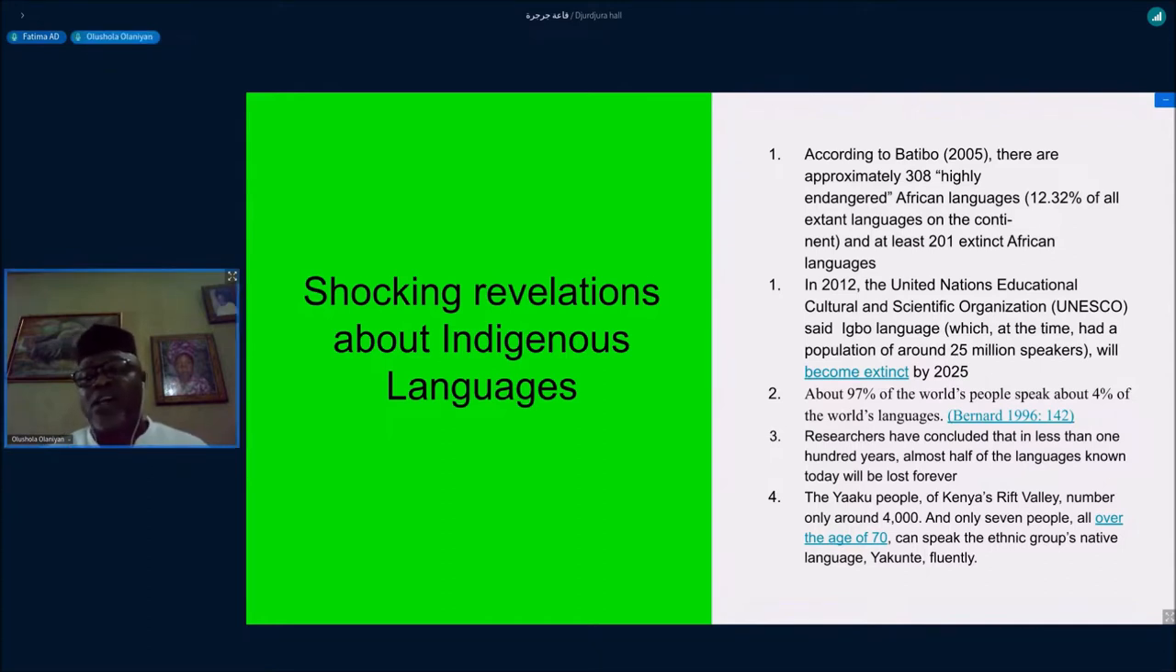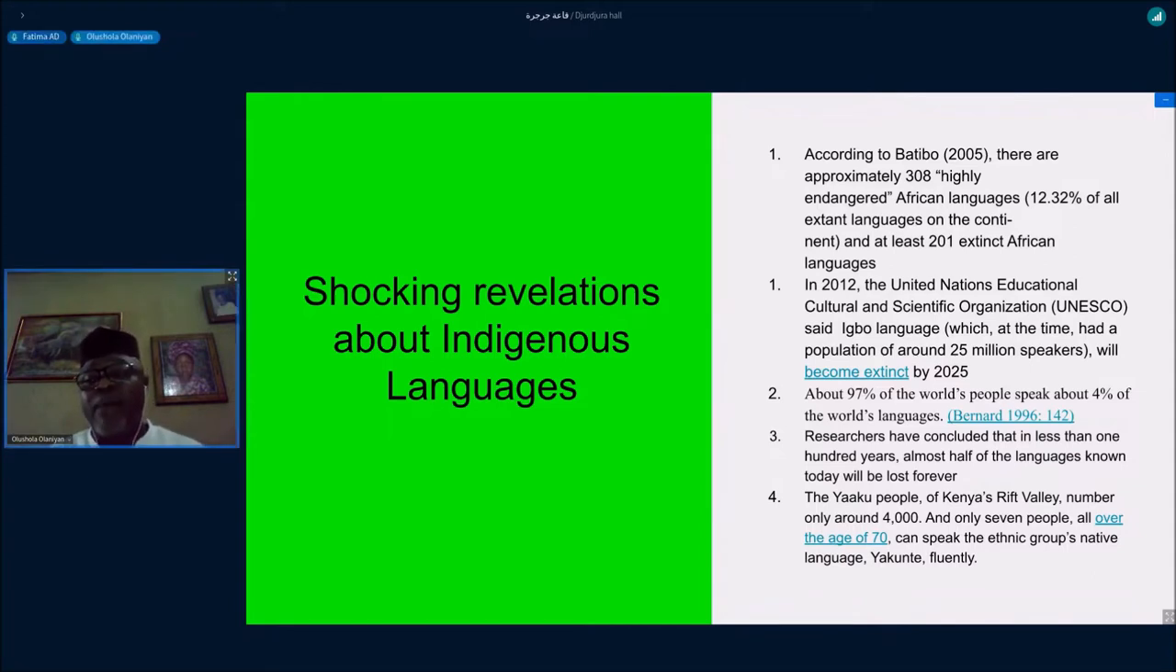It shows that if care is not taken, over 30% of our heritage will be eroded if we do not take care of these languages. The other shocking revelation is about the Igbo language in Nigeria, West Africa. UNESCO stated in 2012 that the Igbo language will go into extinction by 2025. That's a wake-up call for people within this area.